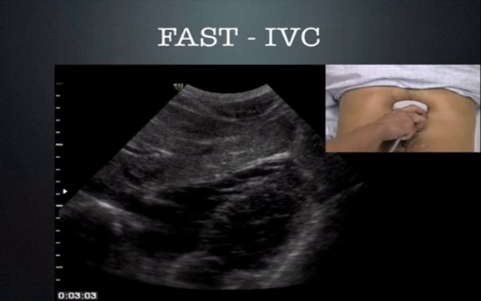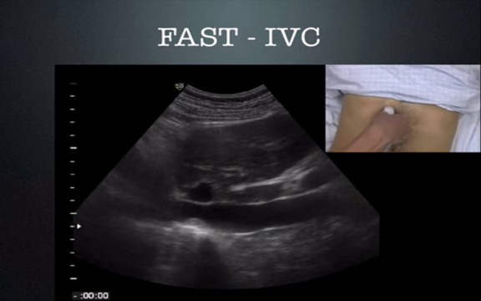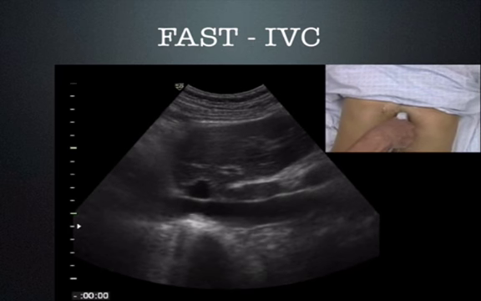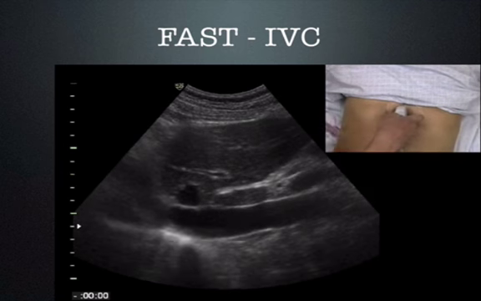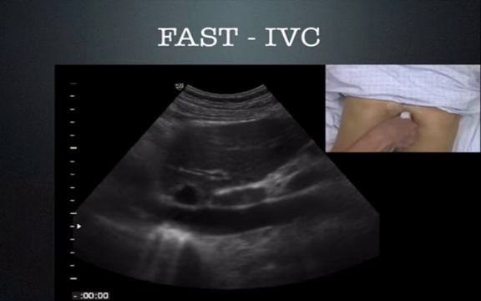If we're going to add the IVC to this, we start out flat with our probe, we image the heart, we turn long axis, and then we slide over to the right. Here we see the liver and the IVC. The hypoechoic circle in the screen is the hepatic vein.